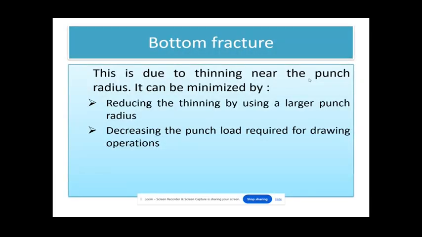This bottom fracture is due to thinning in the punch nose region. It can be minimized by reducing the thinning, by using a larger punch radius or decreasing the punch load. By decreasing the punch load, drawability can be improved. That is one operation: you provide a generous punch radius. When you are giving the generous punch radius, bottom fracture can be reduced.